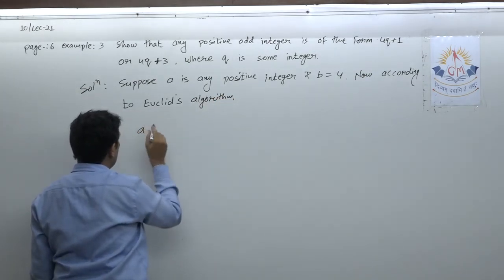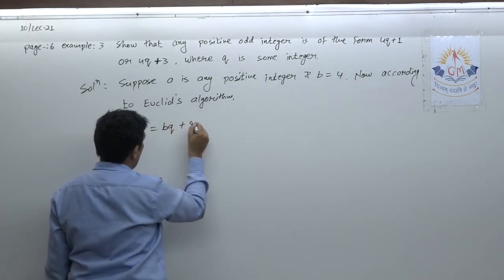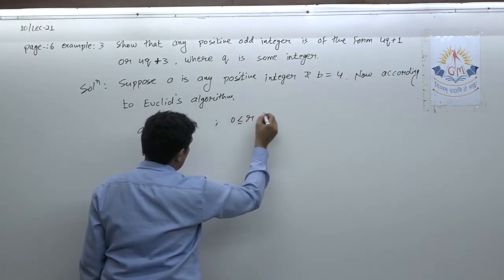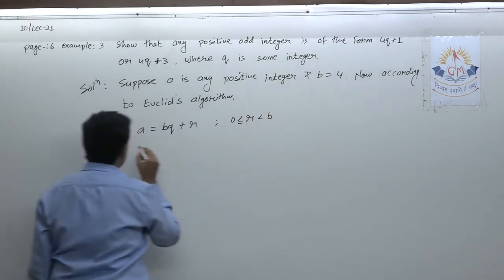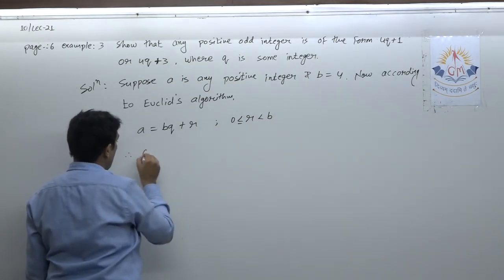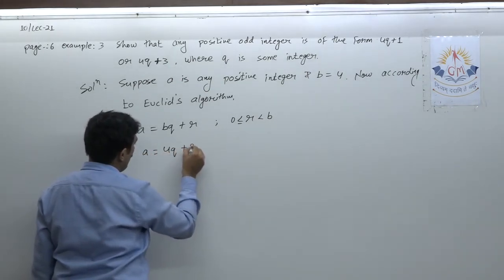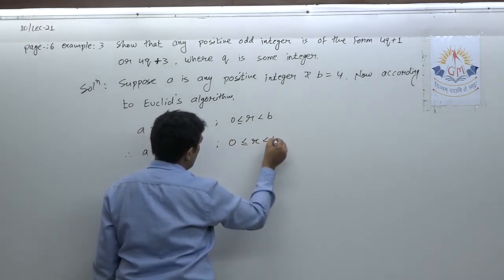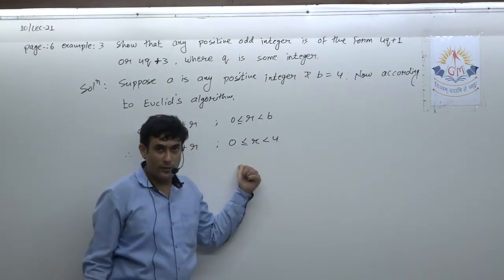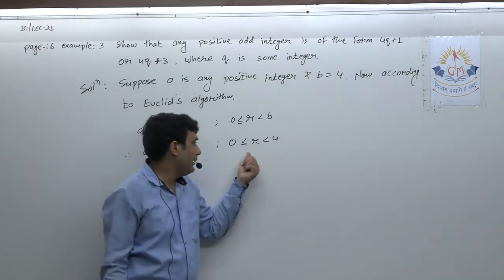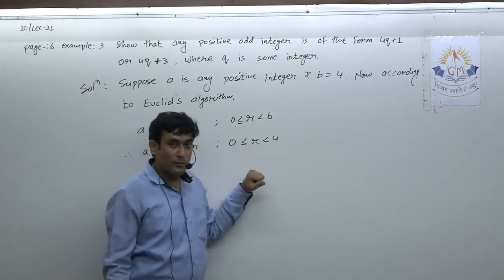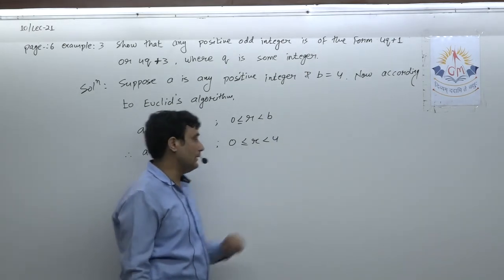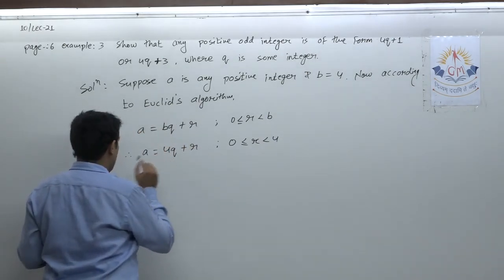a is equal to bq plus r with the condition that r is greater than or equal to 0 and less than b. Therefore now a is equal to 4q plus r where r should be greater than or equal to 0 and less than 4. Now this expression gives me the possible values of r. So starting from 0, we get 0, 1, 2 as well as 3.